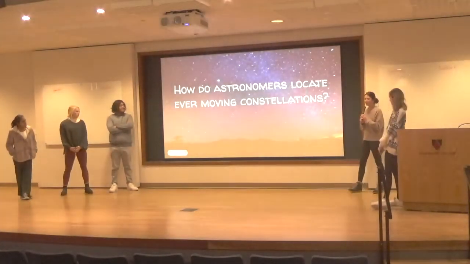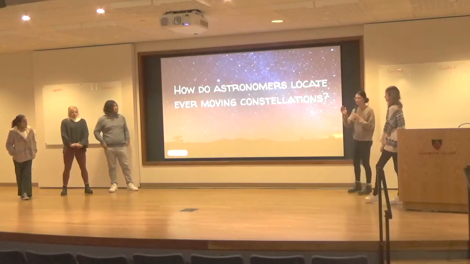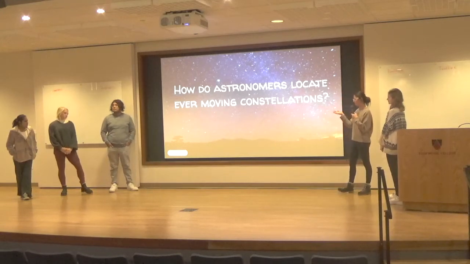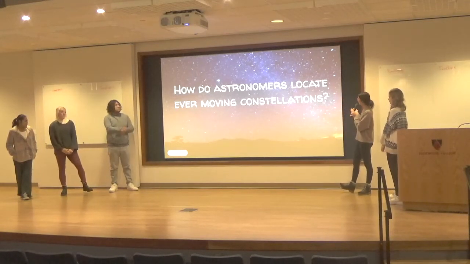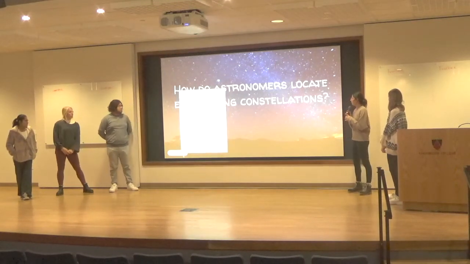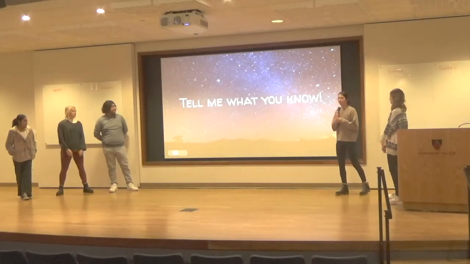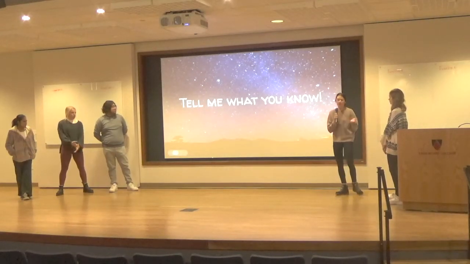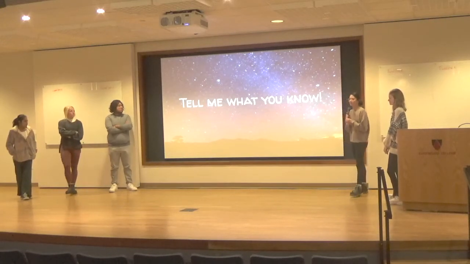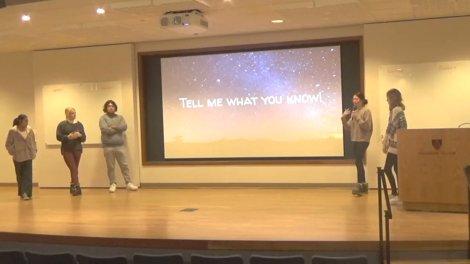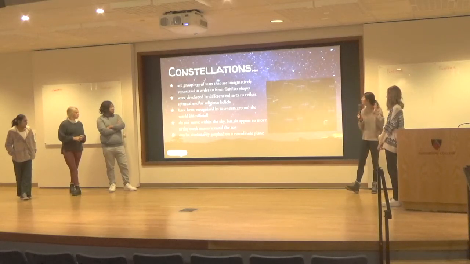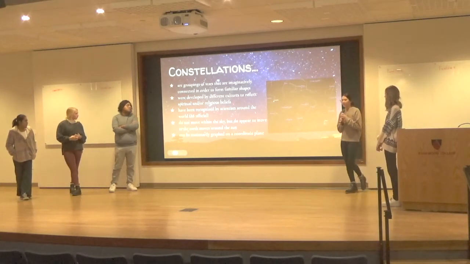So this is our guiding question for math class. I'd have students read it to start off with and engage in the lesson, so I'll just read it for now. It's how do astronomers locate ever-moving constellations? First, since this is the first lesson of the day, I want to know what they know. So I'd ask them to give me a rough definition or tell me some fun facts, everything they know about constellations, just like an open conversation to start off with. And then I would go into the more detailed lecture lesson plan.